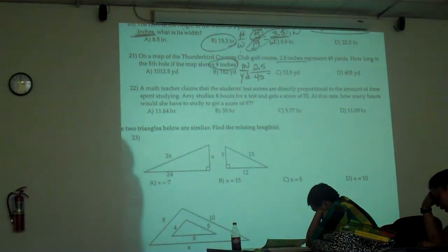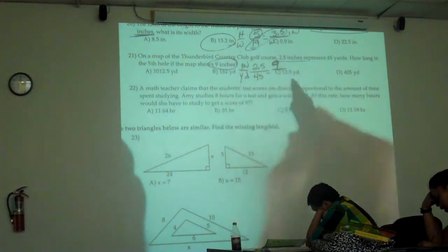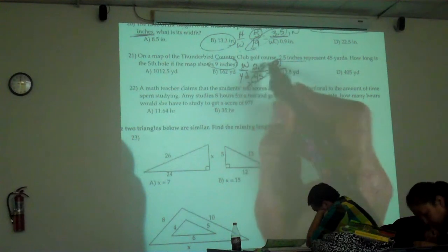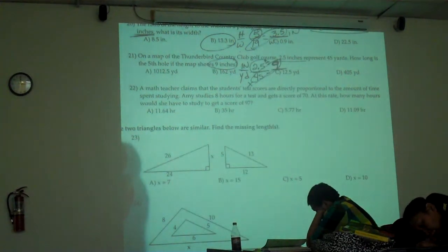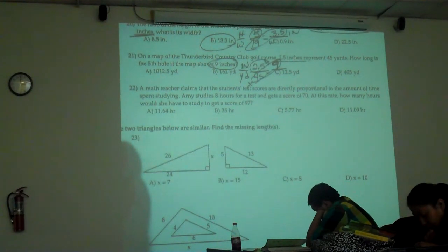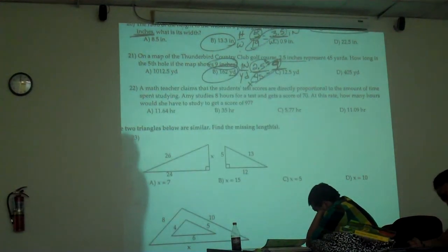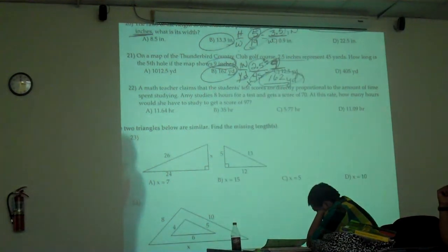Does 9 go on top or bottom? Top, where the inches are, right? So do 9 times 45 and then divide by 2.5. 162? 162 yards. Remember, this is yards on the bottom, so it's going to be in yards. You aren't going to have multiple choice on all of them, so don't forget your units.